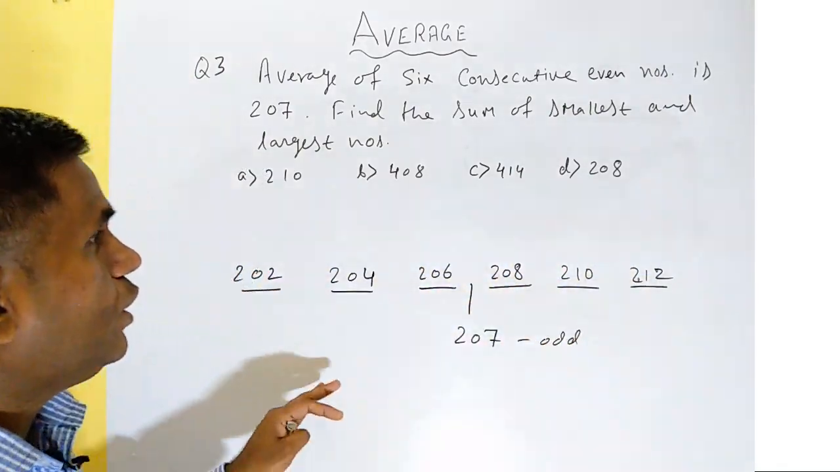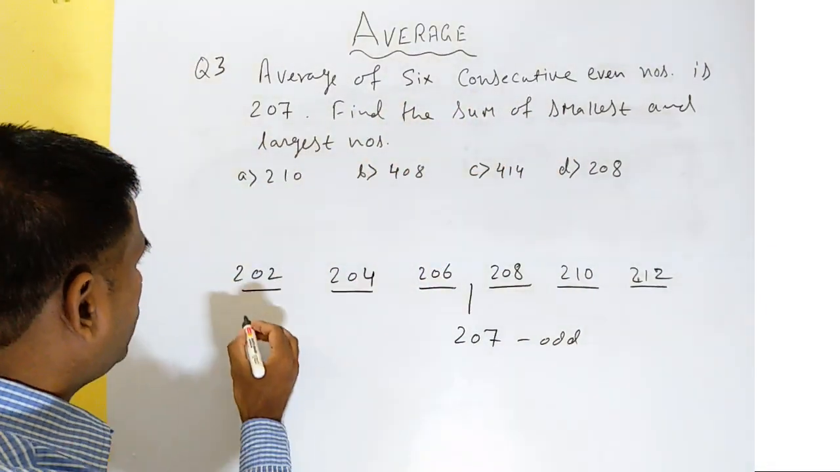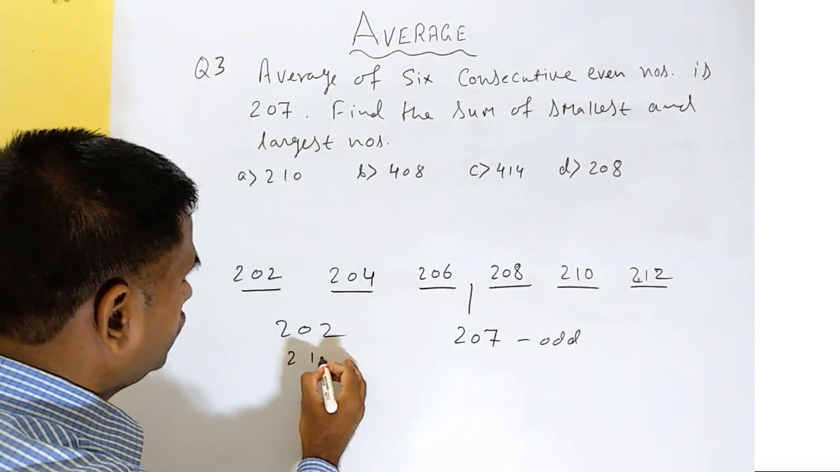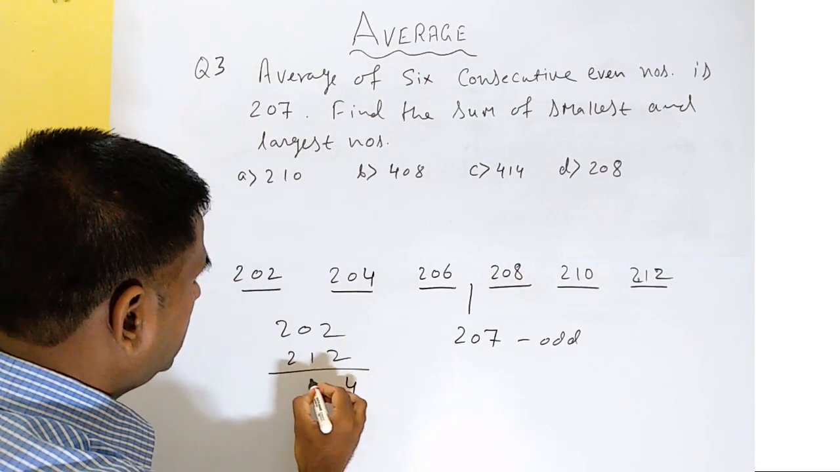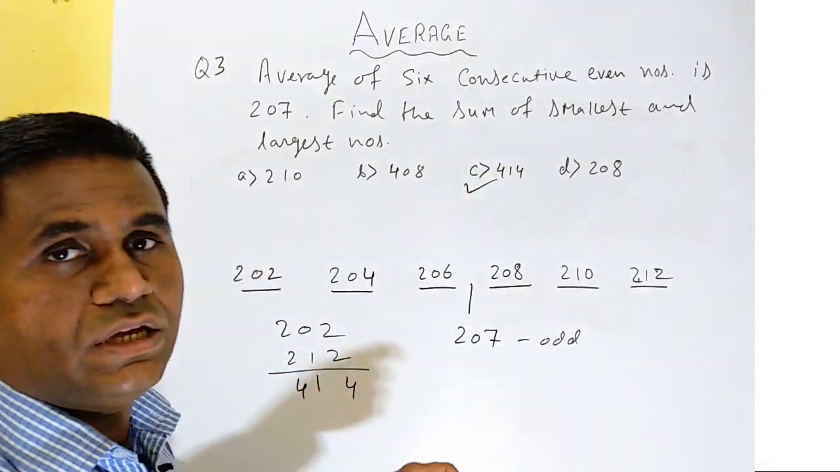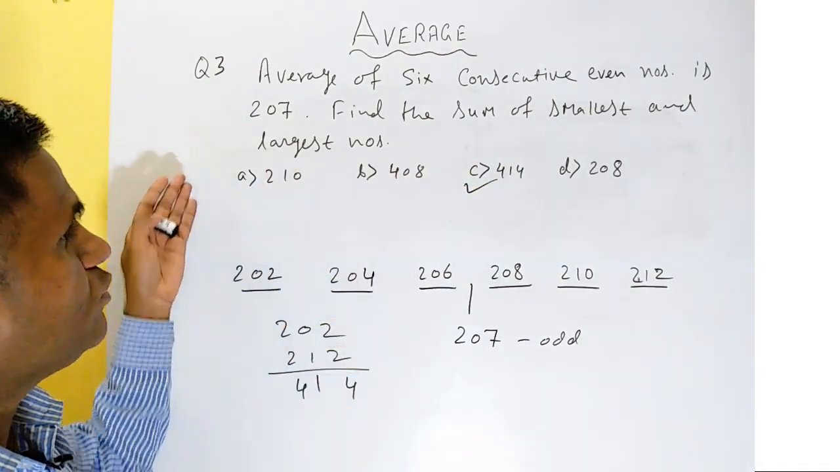Now here it says find the sum of smallest and largest number. So smallest number is 202 and largest number is, we can see, 212. So upon adding, it will become 414. So in options we have C. Here is the answer, 414. So very quickly we have been able to solve this also.